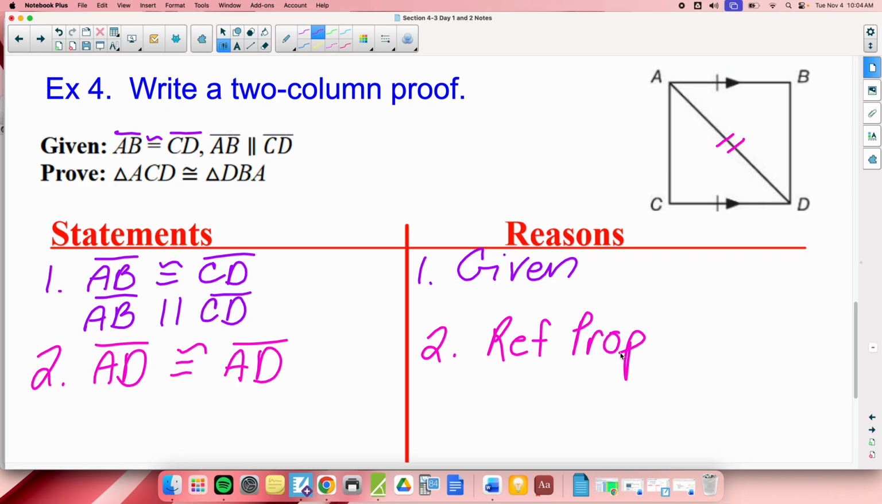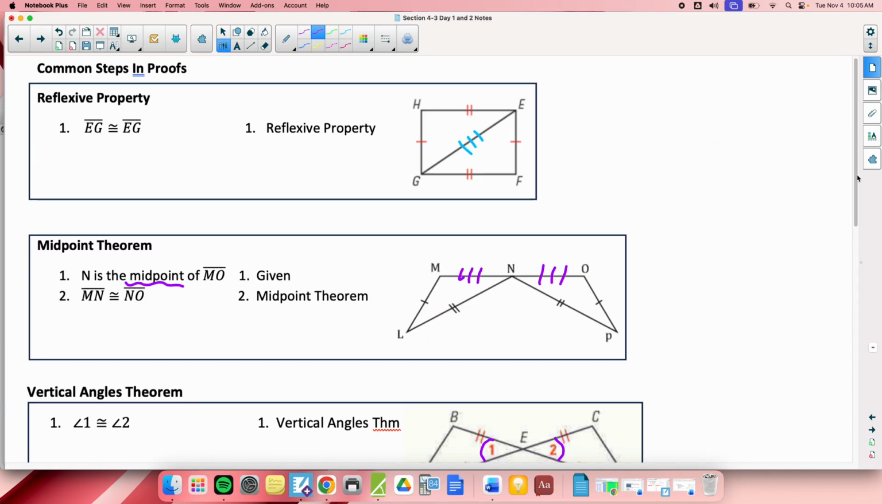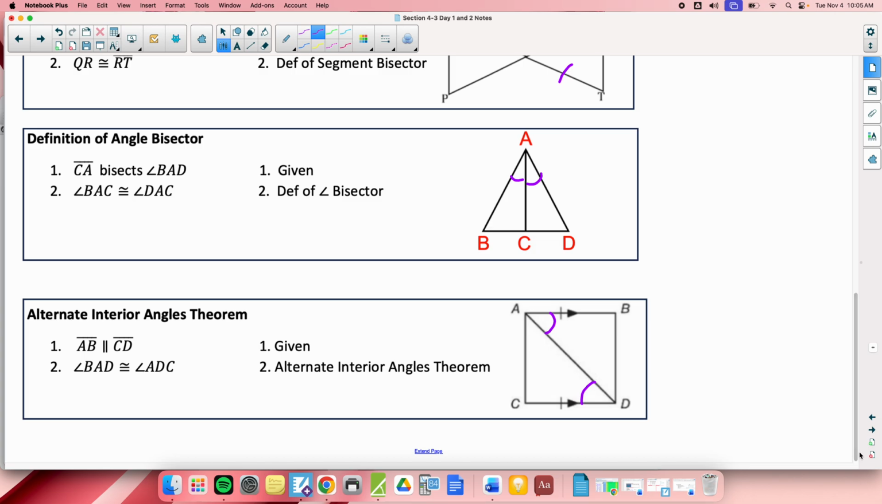Okay? Now, I was telling you earlier, if you're given a midpoint, it's going to be midpoint theorem. If you're given parallel lines, if we go back here, and you could even write this on your cheat sheet, you use this one if you are given parallel lines. Okay, anytime you're given parallel lines, you're gonna use alternate interior angles theorem. Yeah, for sure, on your cheat sheet, yes.